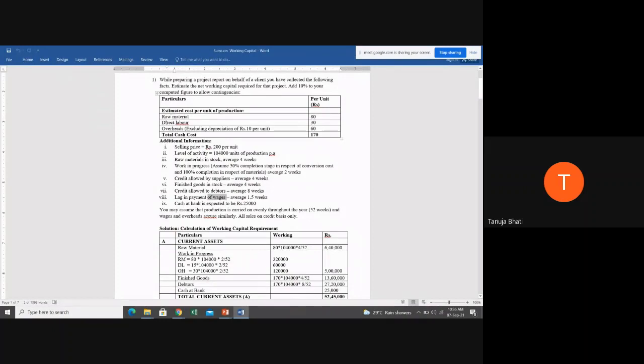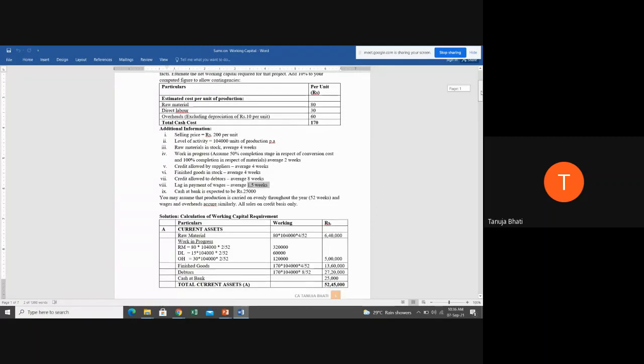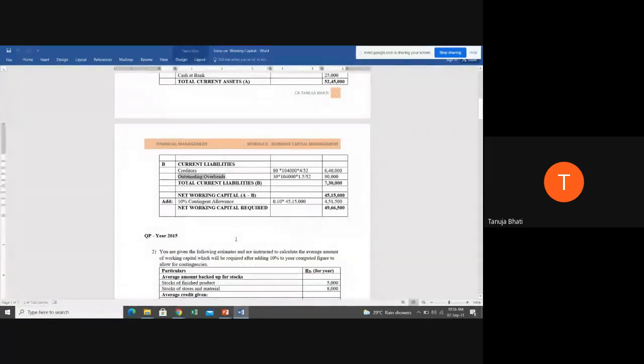Wages is given to labor, so the delay is in making payment of wages. Your labor, we know, is rupees 30 per unit. They had to be given, but there was a delay. So how much they had to pay? 30 per unit into 1,04,000, and what is the delay period? 1.5 weeks divided by 52 weeks. You can name it as outstanding labor, outstanding wages. So 30 into 1,04,000 into 1.5 divided by 52 gives your 90,000.